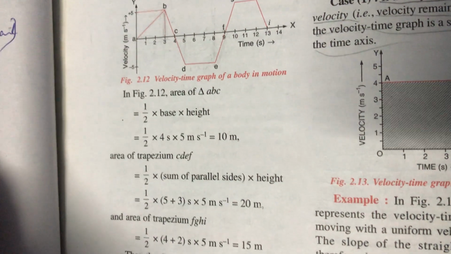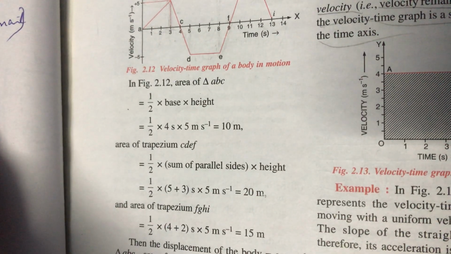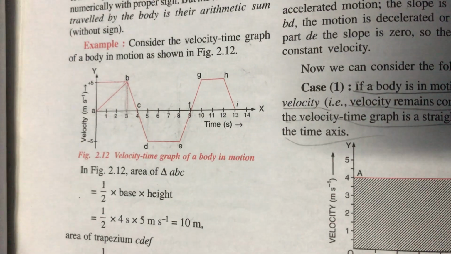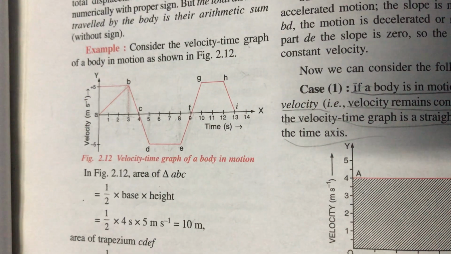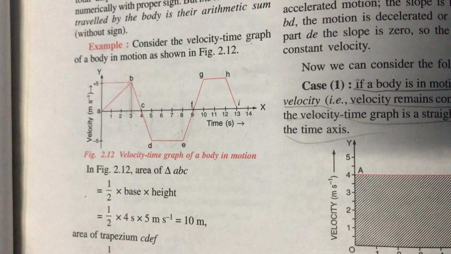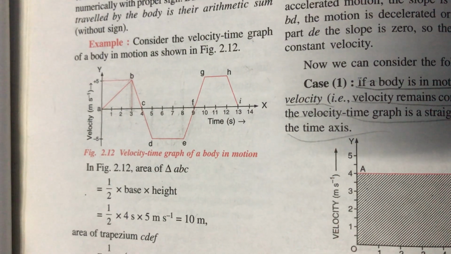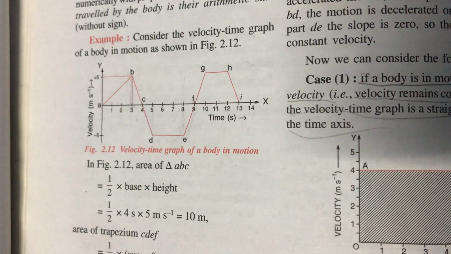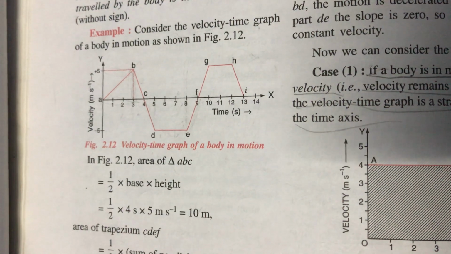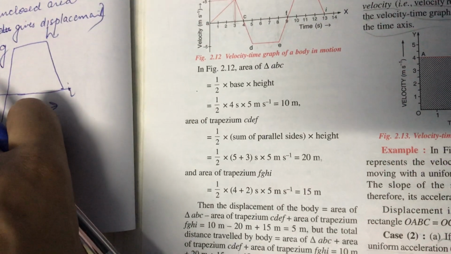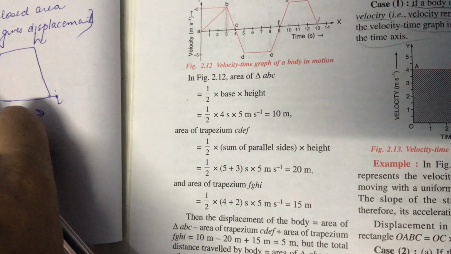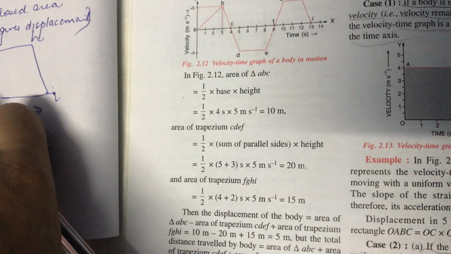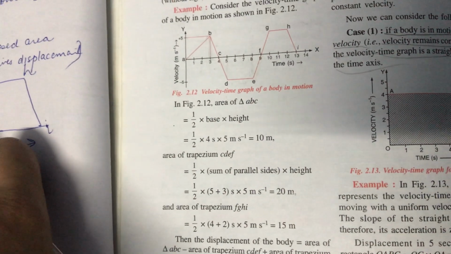Now the question is, is there any difference between displacement and distance in this graph? See, when you are talking about distance, we are not considering the direction. When we are not considering the direction, then the area of triangle 1, the area of trapezium CDEF, and the area of trapezium FGHI, we simply add all the areas and we will get the distance. So what values do we have here? That is 10 meter, 20 meter and 15 meter. Simply add all these, we will get 45 meter. So the distance is 45 meter.